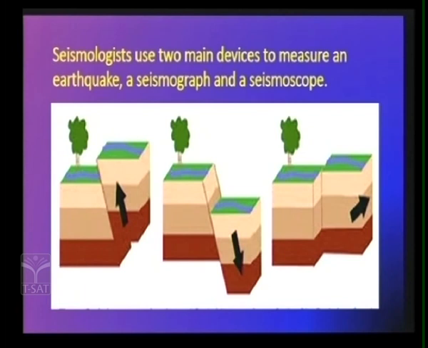They have two main devices to measure an earthquake. In this picture you can see the two tectonic plates moving away from each other. The movement can be up and down or lateral. Any of this movement of the tectonic plates can cause an earthquake. This will produce seismic waves, and these seismic waves can be recorded by either a seismograph or a seismoscope.